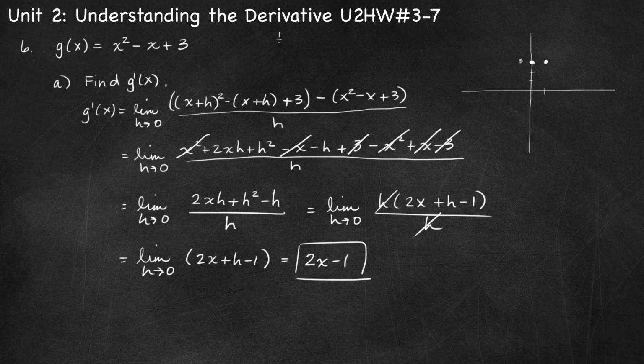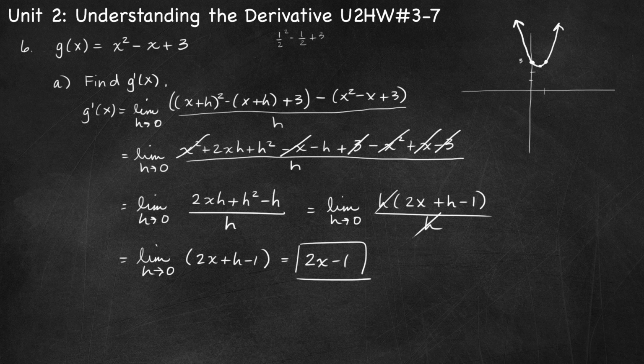So let's see, 1/2 squared minus 1/2 plus 3. So 1/2 squared is 1/4. 1/4 minus 1/2 is negative 1/4. So the vertex is going to be a little bit lower than 3. We'll just put it like here, I guess. And then our parabola opens up.